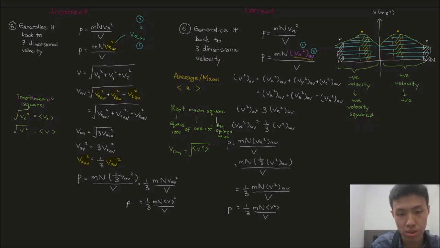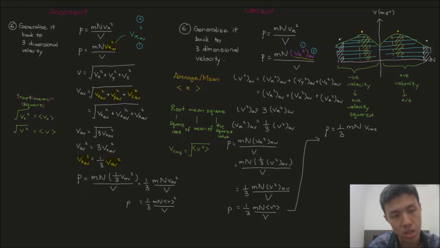So let me bring this up here. This P here will also be equal to 1/3 mn vRMS square divided by V. Okay, how do we build this, vRMS square equals the mean of v square? We build this using this idea here.